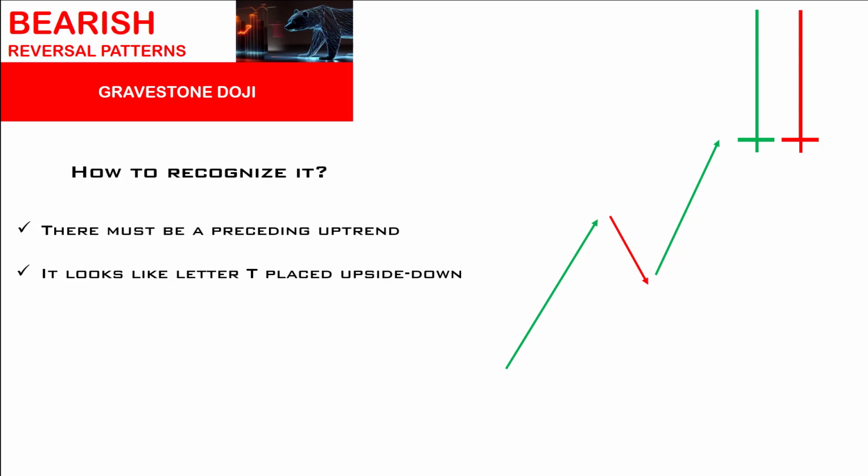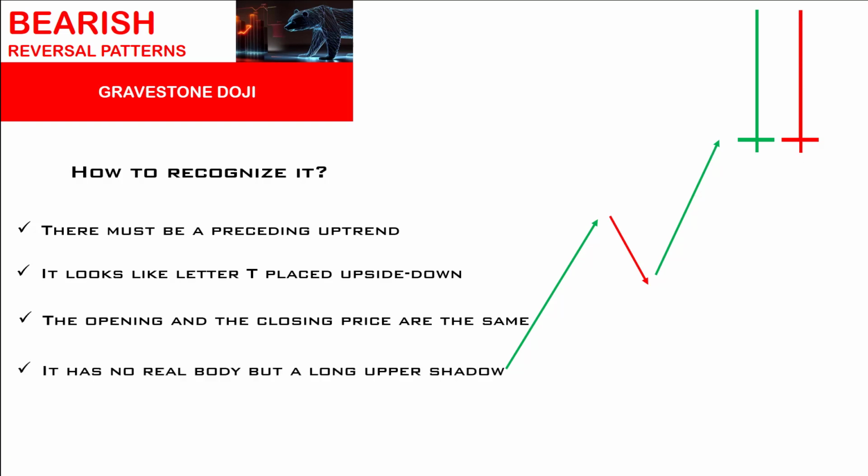You remember that dragonfly doji looks exactly like a T, but this one looks like a T placed upside down. The opening and the closing price are the same, so you can see that the market opened from here, traveled up, then came back down and closed. So the opening and the close price are the same, and it has no real body but a long upper shadow. This is very key. The longer the upper shadow, the stronger the signal.